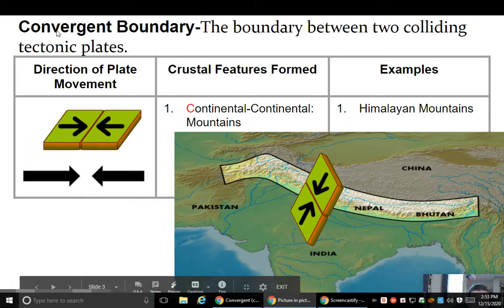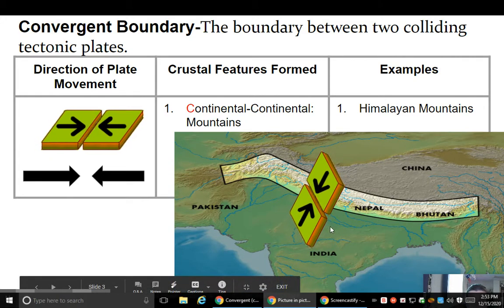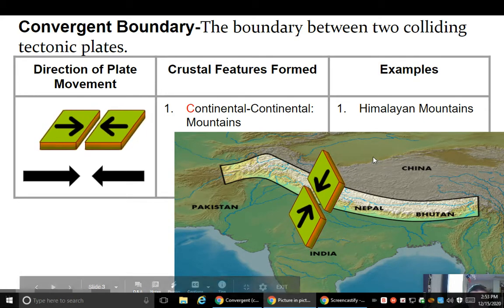So in summary, a convergent boundary is the boundary between two colliding tectonic plates. So the direction of plate movement is colliding, and for the crustal features formed, if it's a continental crust, you're going to get mountains like the Himalaya Mountains. You have the India plate colliding with the Eurasian plate.